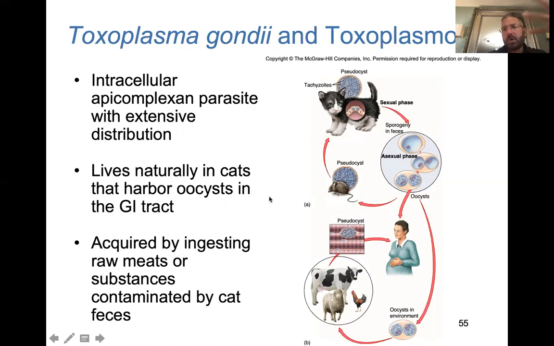They're going to be excreting it, and then we're going to either get it from eating undercooked meat, so it's going to be infected in their muscle tissue, or it gets excreted and we consume it, somehow gets out of the GI tract into feces. Right. Acquired by ingesting raw meats or substances contaminated by cat feces.